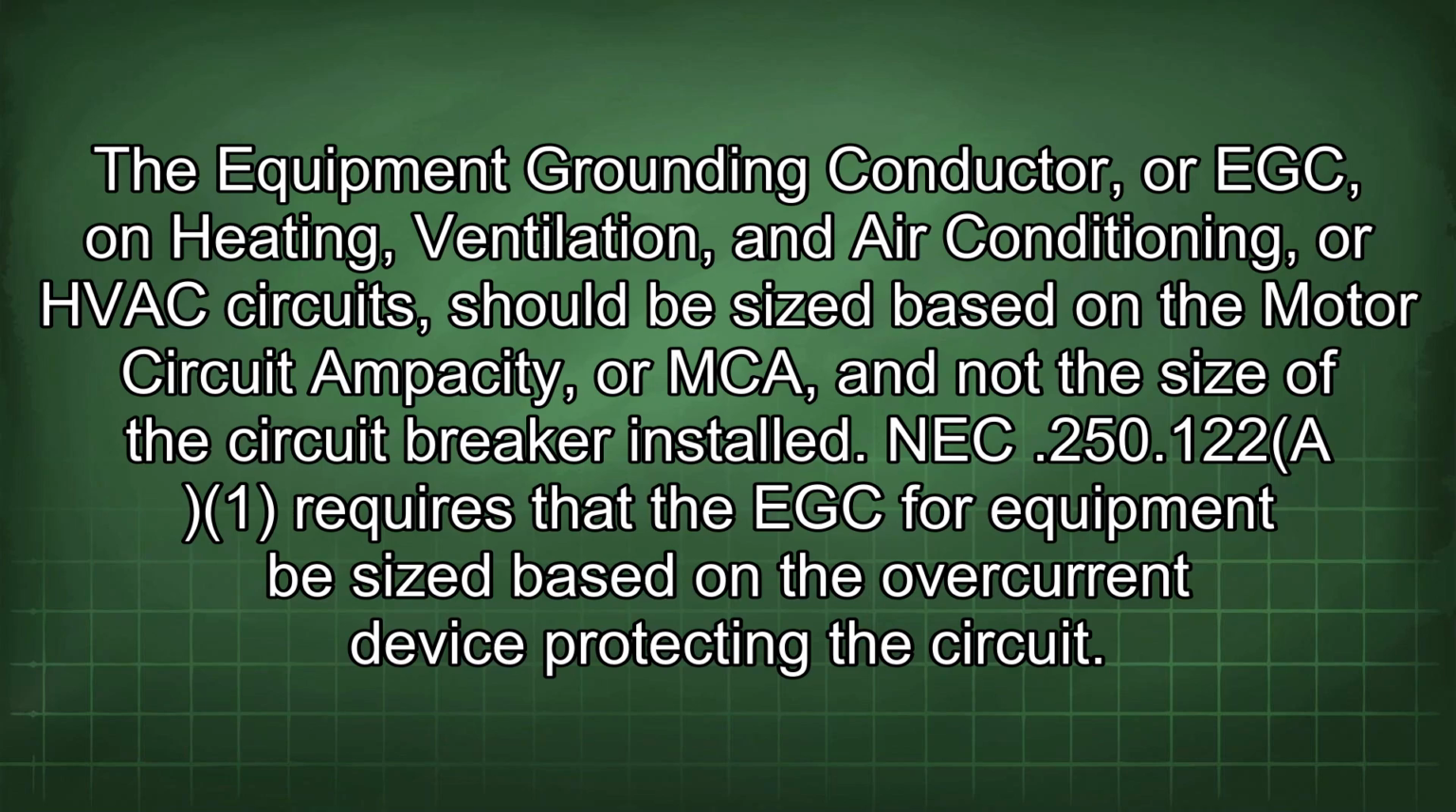The equipment grounding conductor, or EGC, on heating, ventilation, and air conditioning, or HVAC, circuits should be sized based on the motor circuit ampacity, or MCA, and not the size of the circuit breaker installed. NEC 250.122(a) requires that the EGC for equipment be sized based on the overcurrent device protecting the circuit.